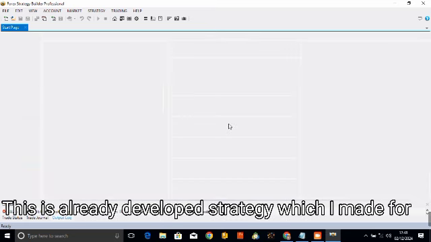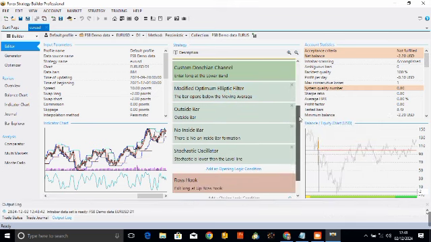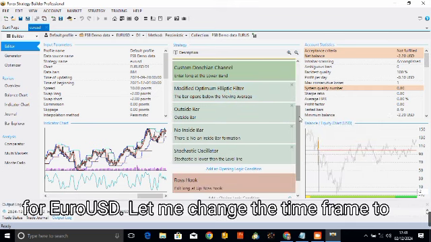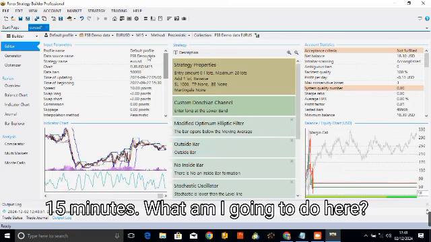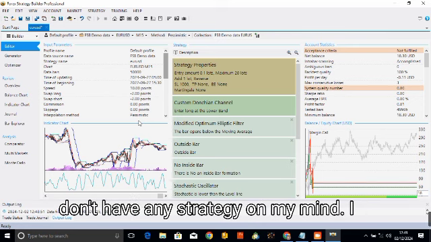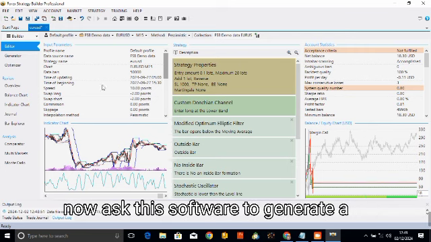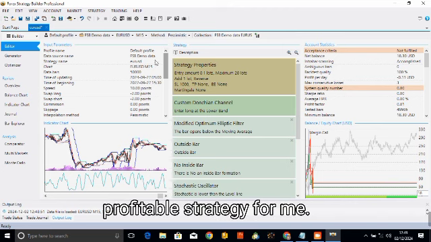Now this is an already developed strategy which I made for EURUSD. Let me change the time frame to 15 minutes. What am I going to do here? Yes, let's assume I don't have any plan. I don't have any strategy on my mind. I don't have any targets. What will I do? I will now ask this software to generate a profitable strategy for me.